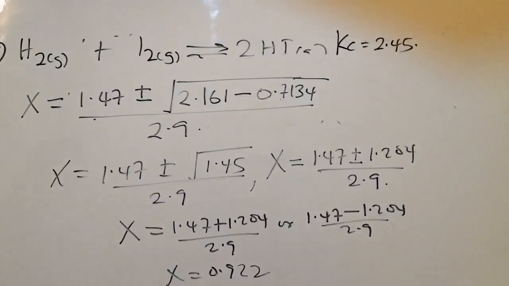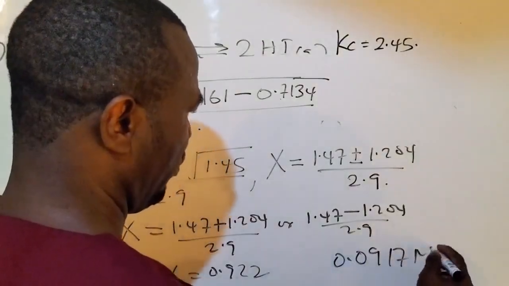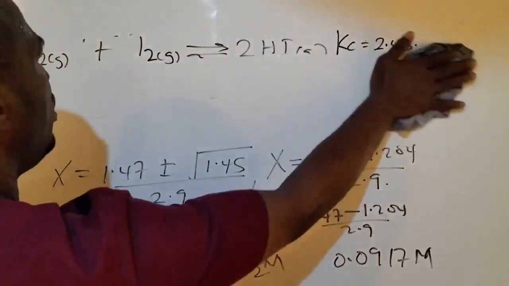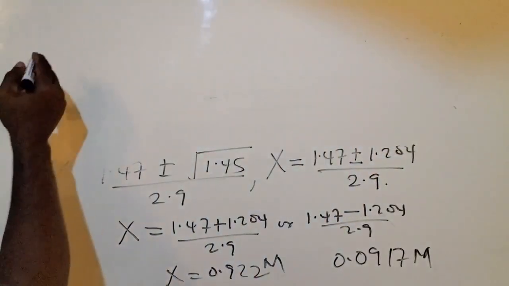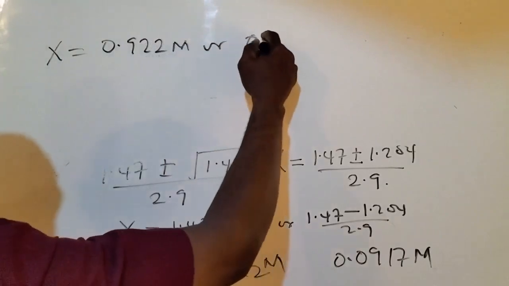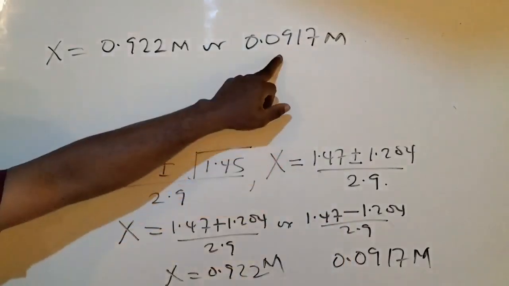For the other one, 1.47 minus 1.204 divided by 2.9 gives us 0.0917. So there are the two values for S. So let's go up. So we have S as either 0.9922 or 0.0917. Someone may ask, what if I got a negative answer on one of the S values?